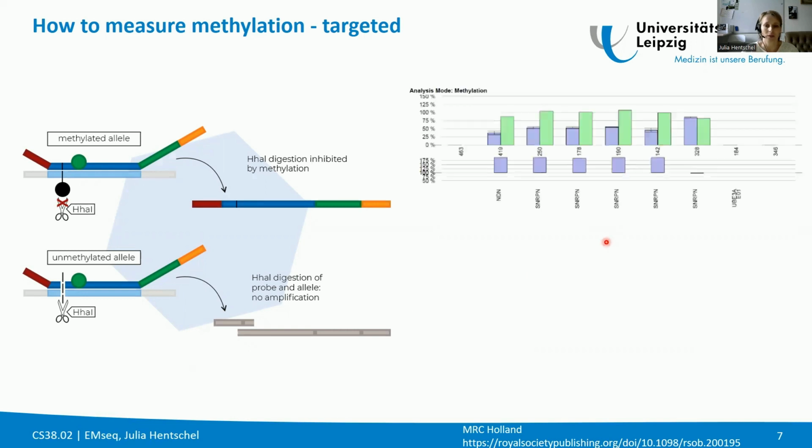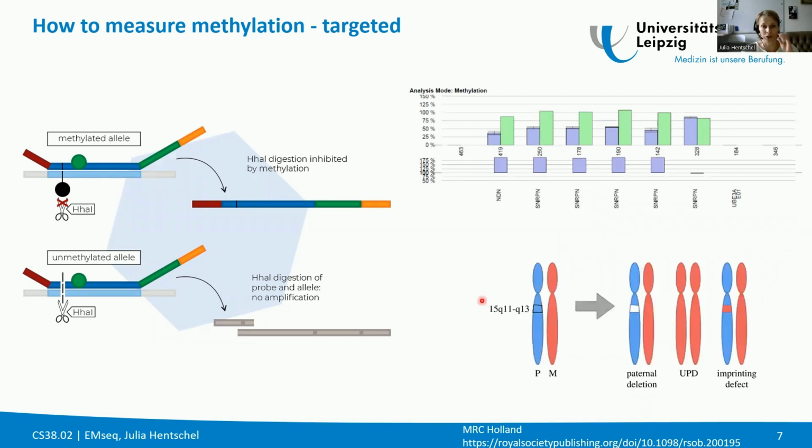And this is a nice technique if you have a really strong suspicion for one disease, in that case Prader-Willi syndrome. Here we can confirm with that MLPA analysis a hypermethylation of the imprinting region of chromosome 15q, which can be caused by a paternal deletion or a uniparental disomy or by an imprinting defect itself.